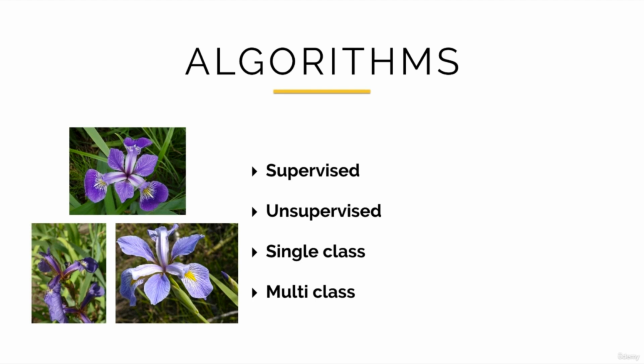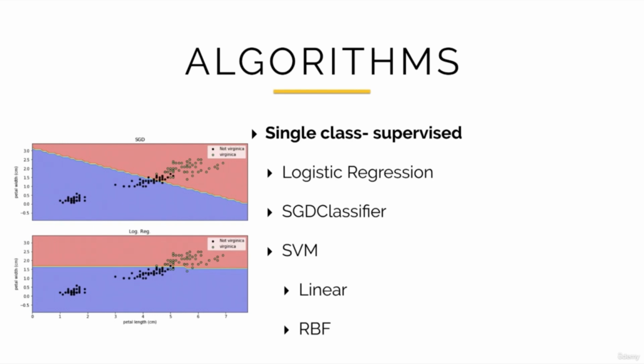Now, another part of classification algorithms are single class or multi-class classification algorithms. So being able to predict a single class or being able to predict multiple classes. We'll look at each of these cases in a little bit more detail now. First of all, we're going to look at single class supervised algorithms. What we have on the left here is just 2 of the 4 features being plotted from the iris data set. On the y-axis we have the petal width in centimeters, and on the x-axis for both of these graphs, we have the petal length.